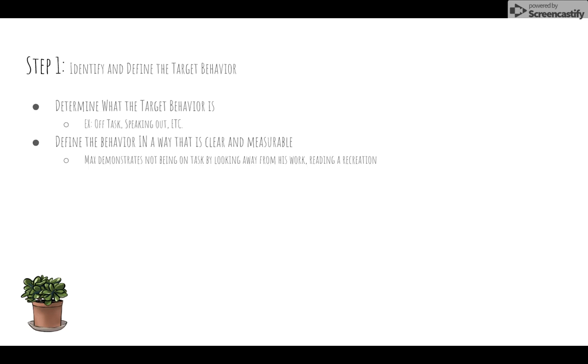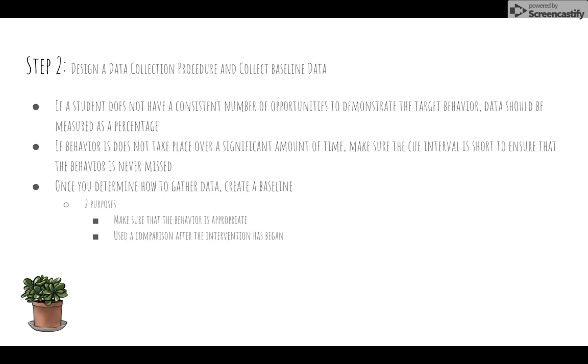So step one, you identify and define the target behavior. So this means determine what the behavior is, whether it's them off task, speaking out, not raising their hand, a variety of things. And then you define the behavior so that it is clear and measurable, also known as an operational definition. So an example would be Max demonstrates not being on task by looking away from his work, reading recreation, meaning he's reading whatever he wants. And then you can also add to that, he doesn't have a pencil in hand. It can just be whatever your specific student is not doing.